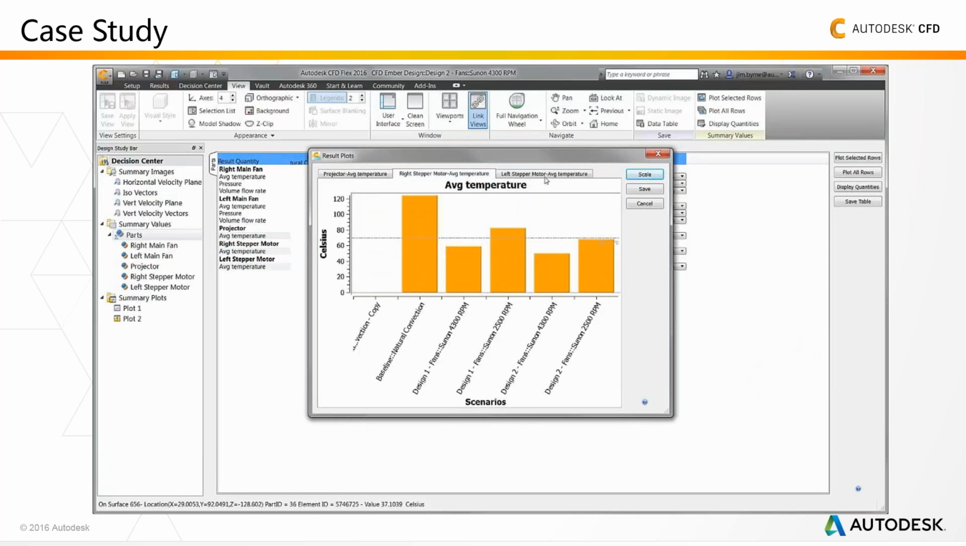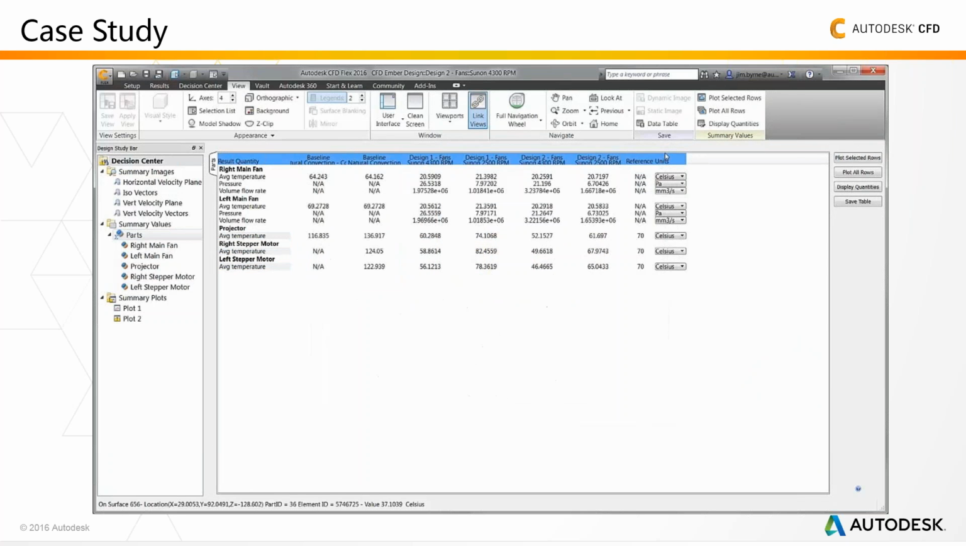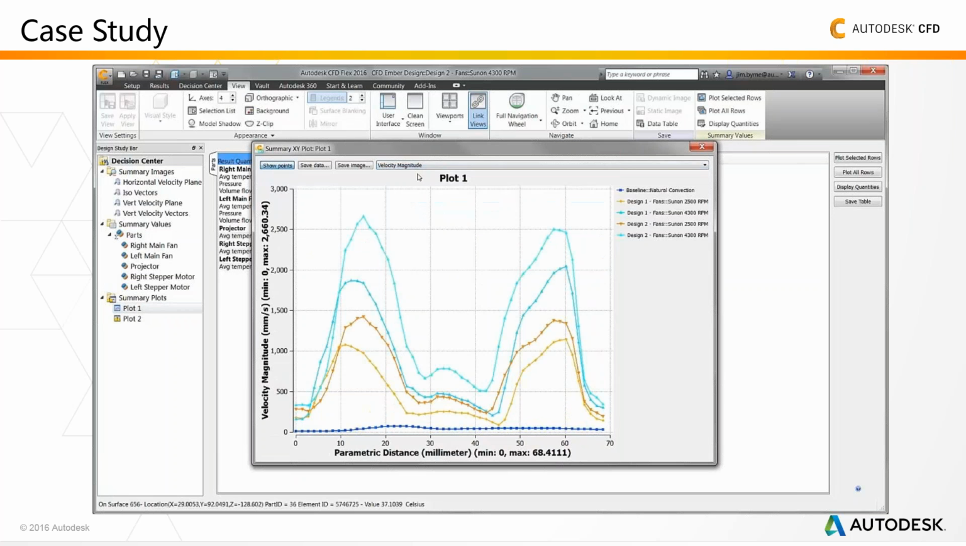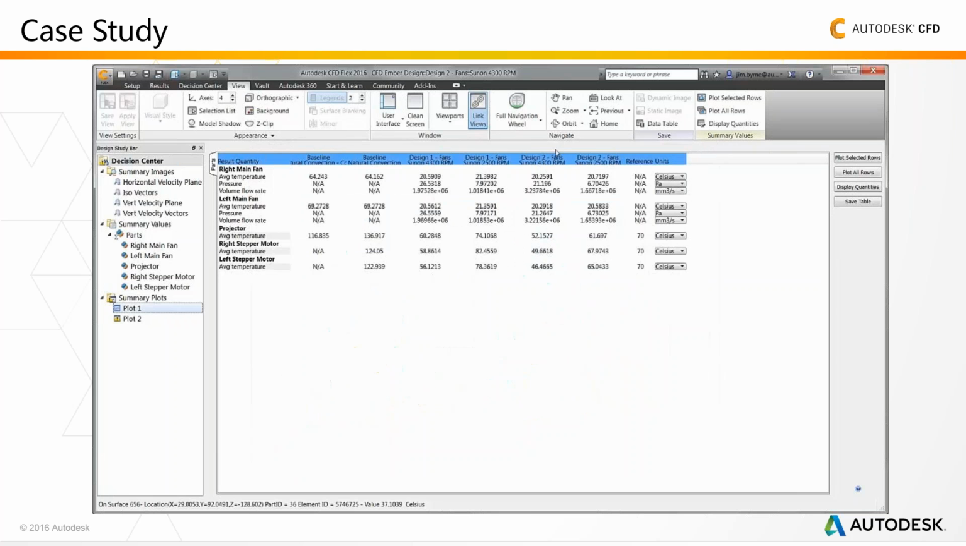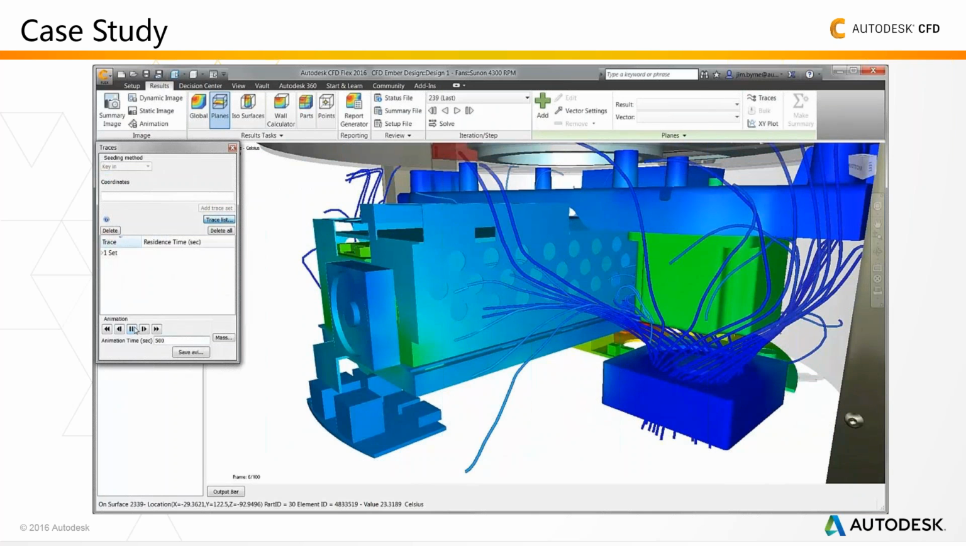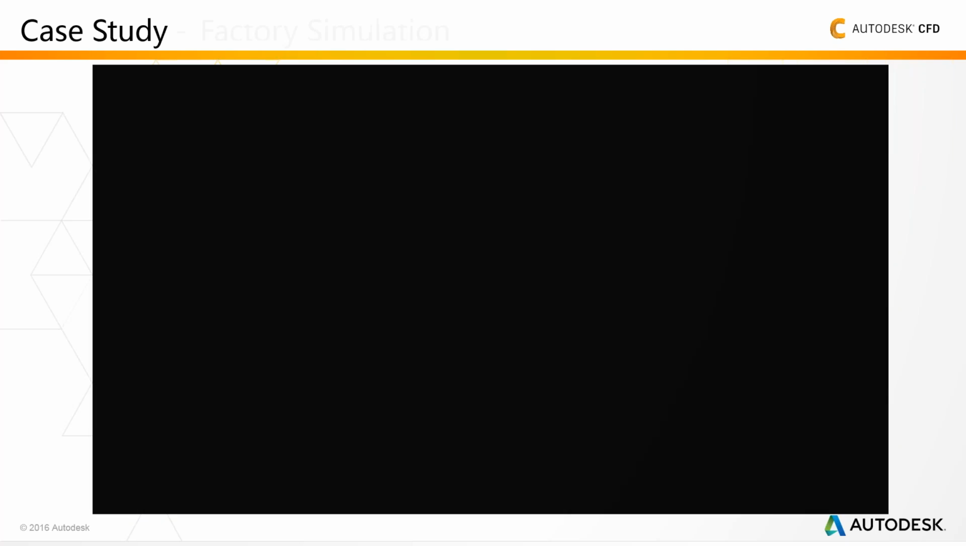And on the decision center, again, we have a list of summary values, and we can easily plot different output measures, temperature, velocity in different directions, and so on. So the interface is very clean, very user-friendly, if you want, to help you come up with at least a qualitative solution quickly.